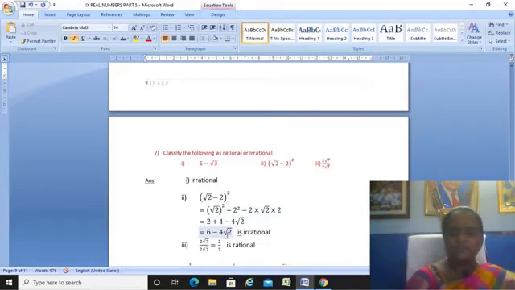2 plus 4 is 6, 6 minus 4 root 2. If you observe this one, 4 and root 2, here the product of a non-zero rational and irrational, that is 4 root 2, is irrational and 6 is rational. So the difference of a rational and irrational is always irrational. Next, 2 root 7 by 7 root 7, that is the third question. Root 7 gets cancelled, then we get 2 by 7 which is rational.